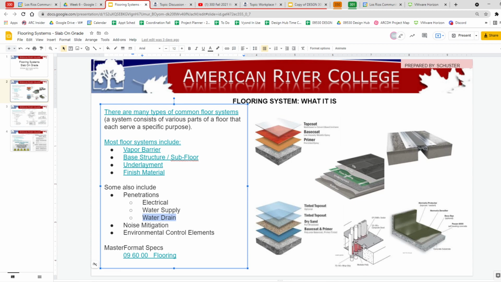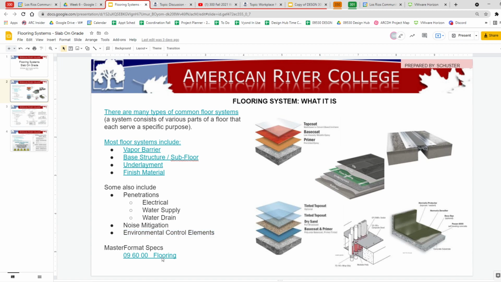But there'd be a hole in the foundation, and from underground outside the building, pipes and conduits and cables have to come in and then move up. So that's called a penetration, a place where stuff penetrates your slab. There's also noise mitigation things and environmental control agents or elements. Those are these floor heatings, and if you look it up, you'll see some about that.